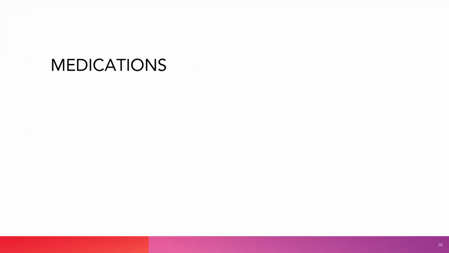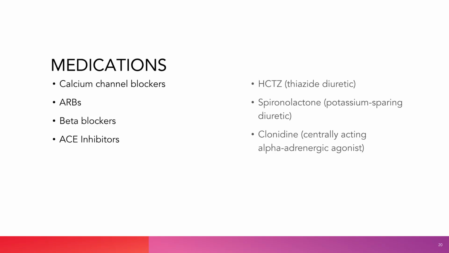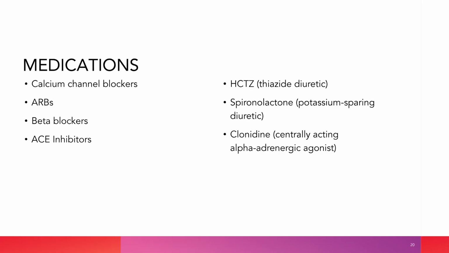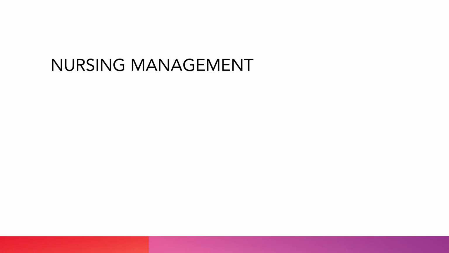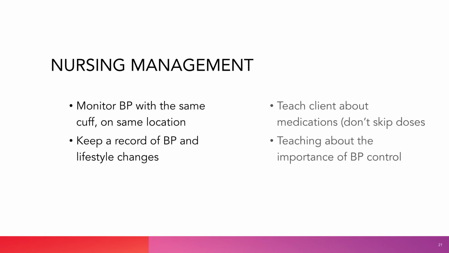Common medications for hypertension include calcium channel blockers, ARBs, beta blockers, and ACE inhibitors. Other options are HCTZ, spironolactone, and clonidine. Nursing management for hypertension involves monitoring blood pressure consistently using the same cuff and location. It is important to keep a record of BP and lifestyle changes, teach clients about medication adherence, and emphasize the importance of BP control. Next, we will discuss pulmonary embolism, or PE.